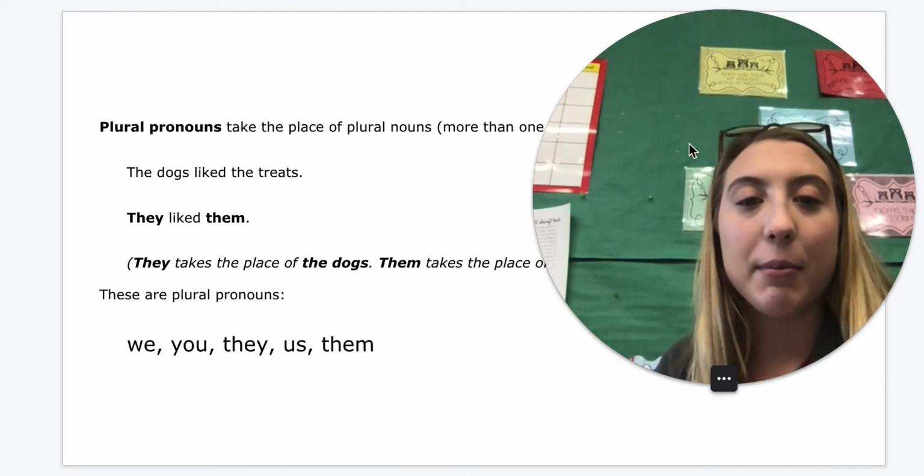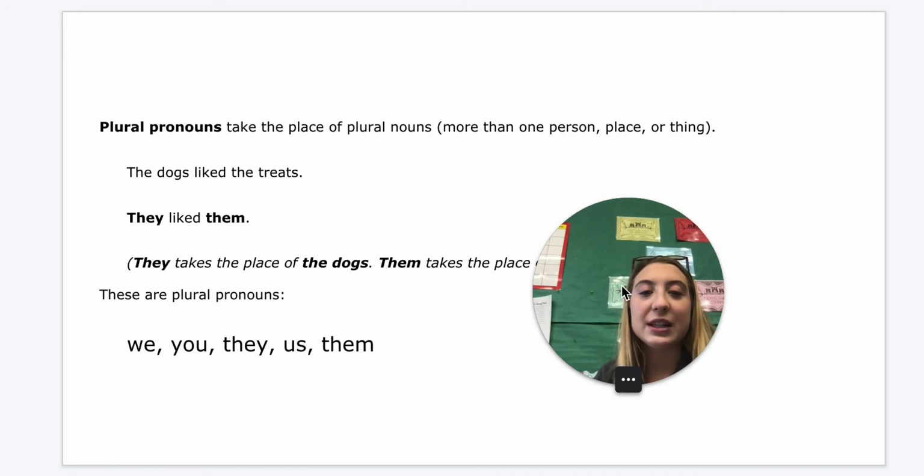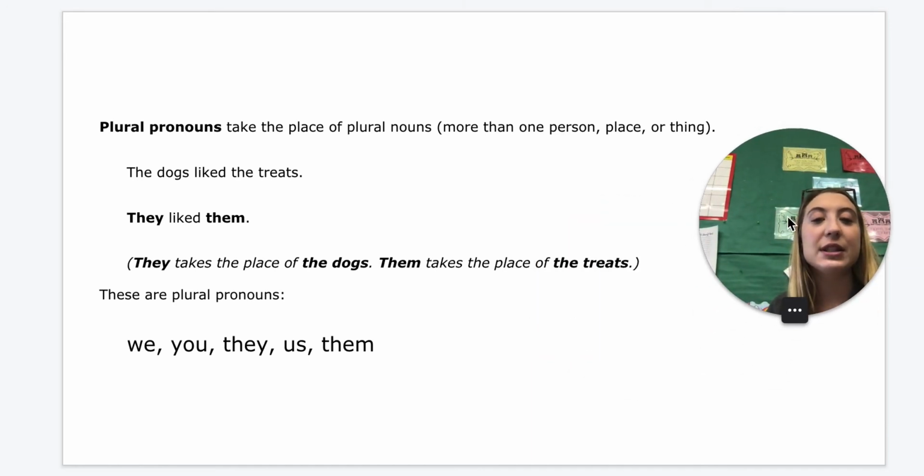So now I have my plural pronouns. Plural pronouns take the place of plural nouns, meaning more than one person, place, or thing. So if I said the dogs, and I know it's plural because I add an S, liked the treats, and again I know it's plural because it has an S, just like our previous lessons. So now I can say they represents the dogs because they's more than one. Liked them, the treats, because the dogs ate more than one. So they takes the place of dogs, and them takes the place of treats.